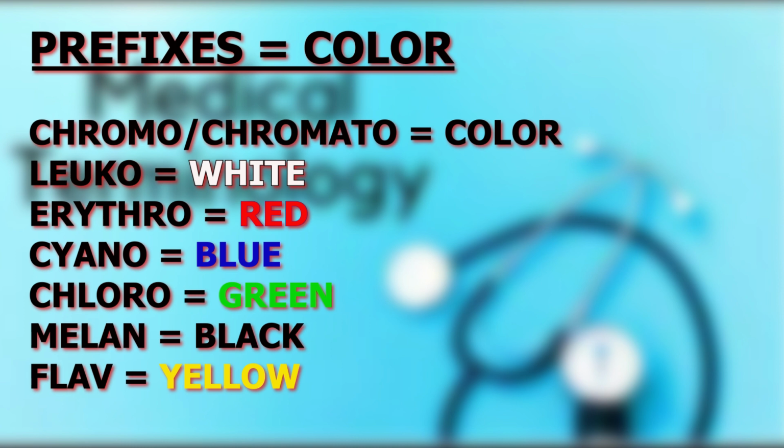Cyanide is a word that you think of: you become hypoxic and kind of become blue, cyanosis. Another one is chloro. Think of chlorophyll, plants that make them look green. So this is just some easy ways to remember.